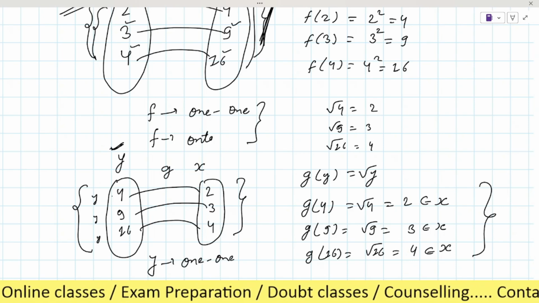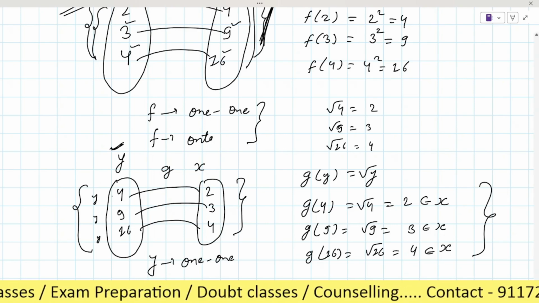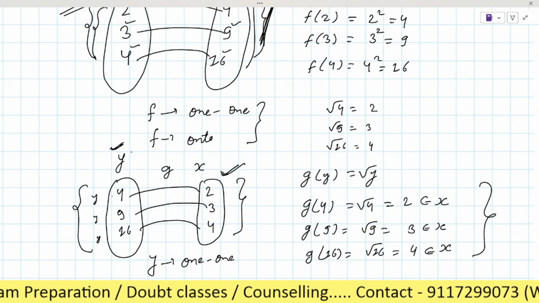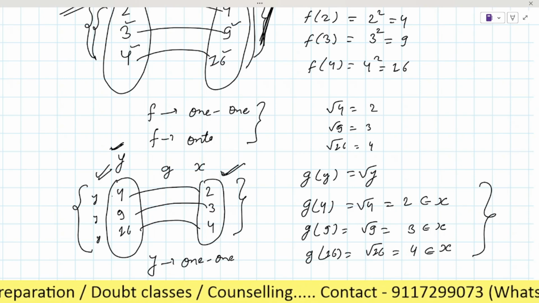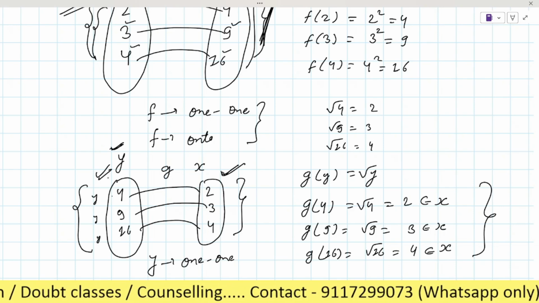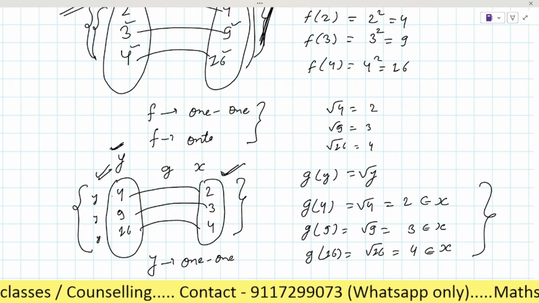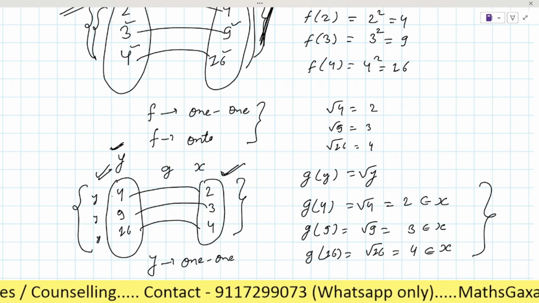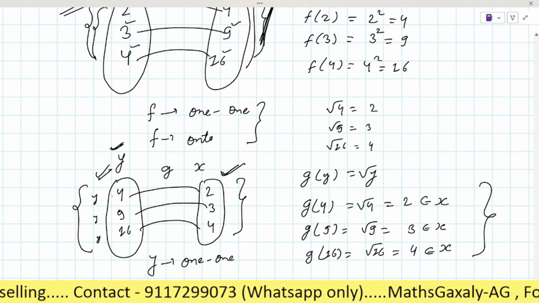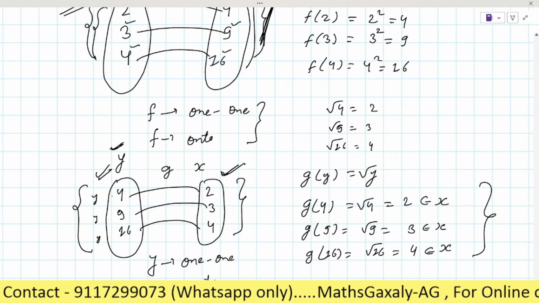Now we are checking in an inverse way. Now we are checking from the other side. Now as you can see here, each element of X has a pre-image in set Y. Or we can say that each element of X is an image of an element of Y. So here also g is an onto function.